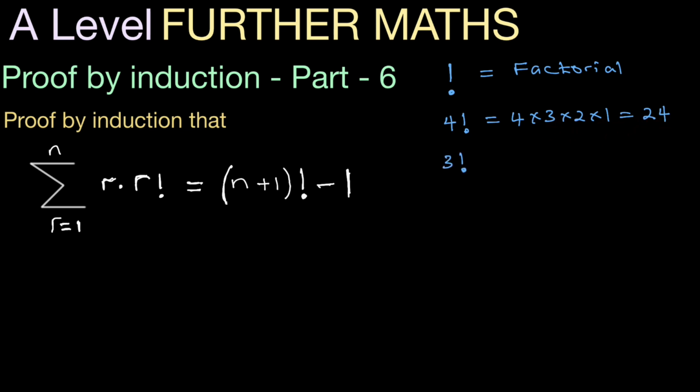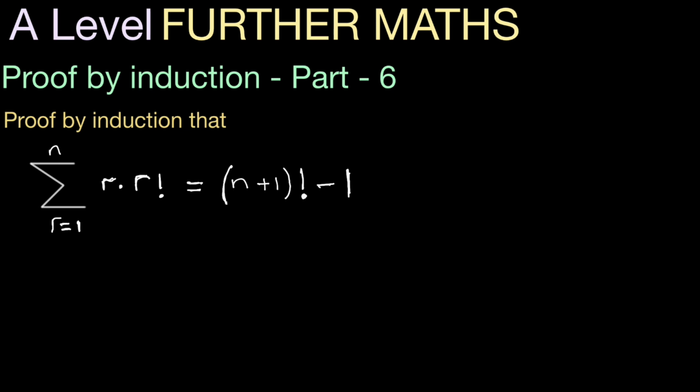What about 3 factorial? 3 factorial will be equal to 3 times 2 times 1, and that's equal to 6. 2 factorial is 2 times 1, and that equals 2. 1 factorial is equal to 1, and 0 factorial is equal to 1. So that's what factorial means. Now that we know what factorial is, we can do the proof by induction.